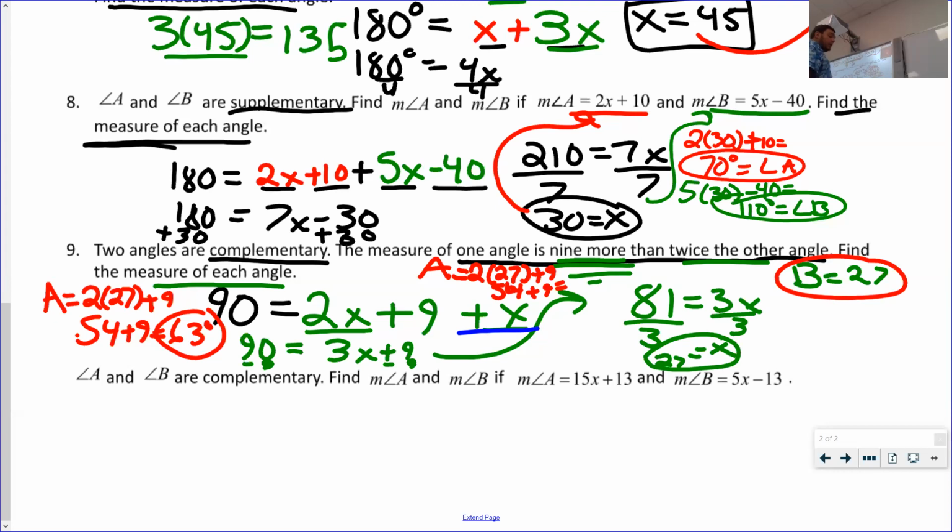Okay. Any questions on the setup there? Because there's a lot of things going on. There's setup in the word problem. There's knowing the word complementary.